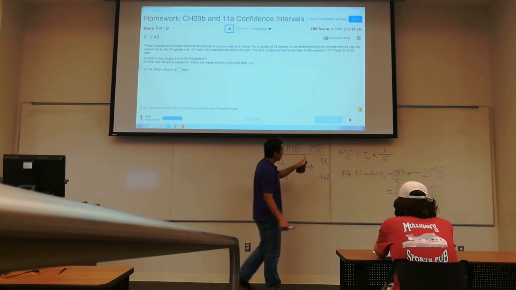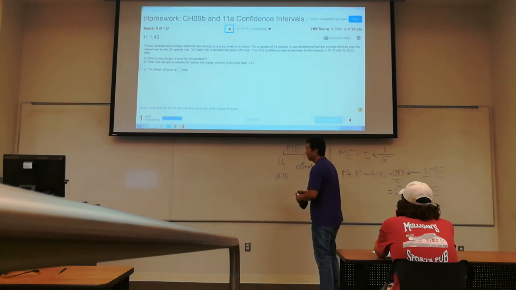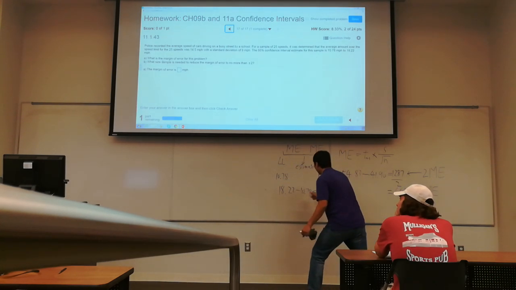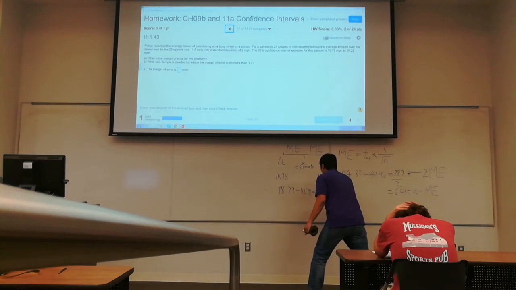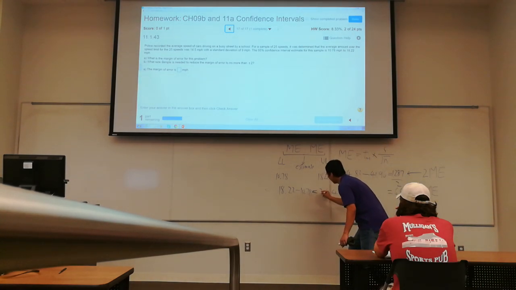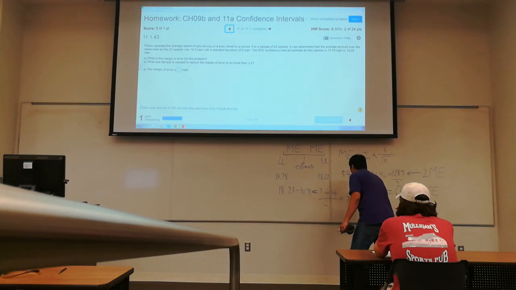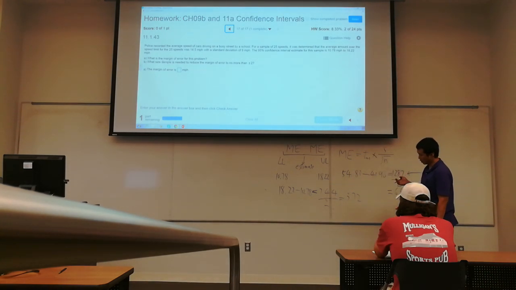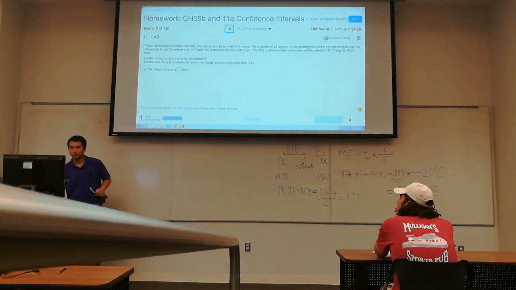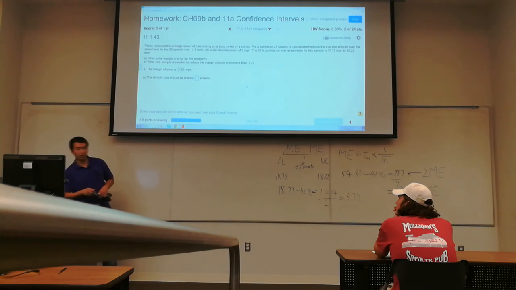We are given the lower limit, we are given the upper limit. The difference would be 2 margin of error. So if we do this calculation, 18.22 minus 10.78, that will give us 2 margin of error. If we do the calculation, that would be 7.44. So that's 2 margin of error. Then if we divide this value by 2, that will give us 1 margin of error. I think that's pretty correct. So 3.72. So that's the margin of error.